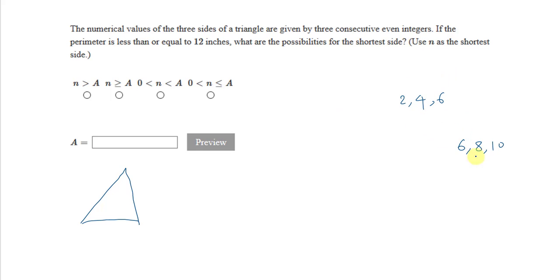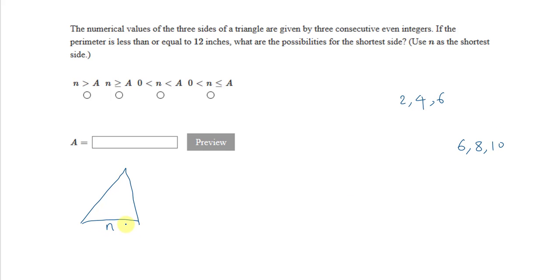Now, we are asked to find 3 even integers. And we don't know the value of them, right? And we use n as the shortest side. So imagine that we have these 3 sides. I let the base here be the shortest side, so I let that be n. So the next one, because every even integer is 2 units apart from each other. 6 goes to 8, 2 units. 8 goes to 10, another 2 more units.